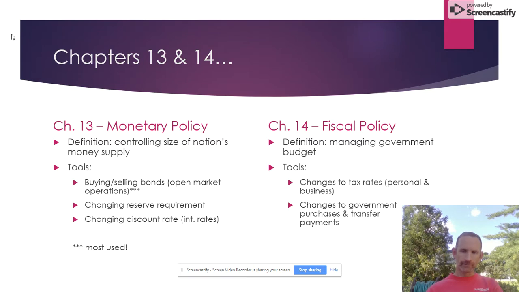Fiscal policy is a different set of tools. Fiscal refers to the budget. So it's managing the government budget with an eye toward either speeding up or slowing down the economy. The tools there are making changes to the tax rates. That can be both personal and business taxes, and changes to government purchases and transfer payments. So together, that's government spending. So that's two separate sets of tools. Terminology-wise, when you hear monetary policy, be sure you're thinking about buying bonds, selling bonds, changing the reserve requirement, and interest rates. Fiscal policy refers to taxes and government spending.